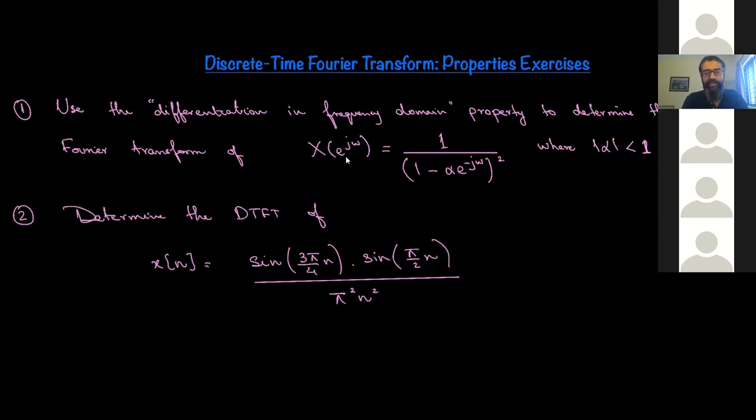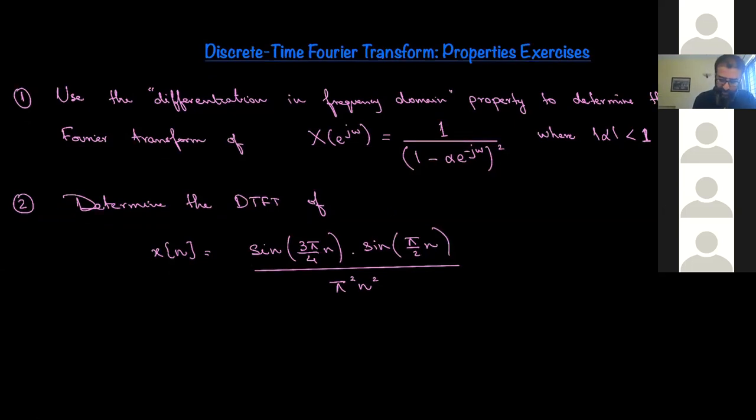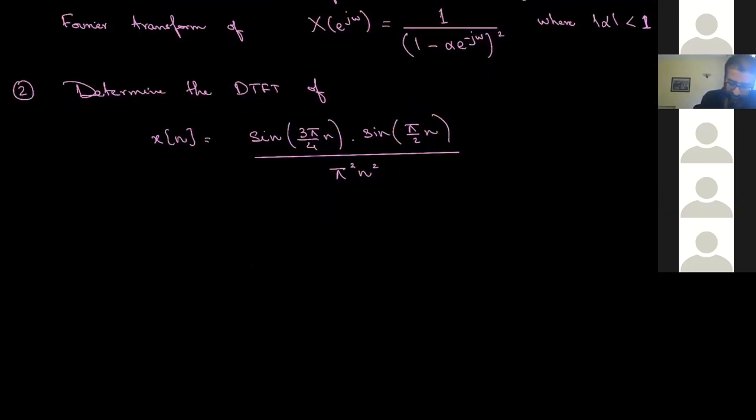So this is an exercise. X of e raised to j omega, if it is of this form, 1 upon 1 minus alpha e raised to minus j omega whole squared, what is the inverse Fourier transform for this? That's something you need to evaluate. Okay, so let me do this here. So I use the differentiation in frequency property, right?